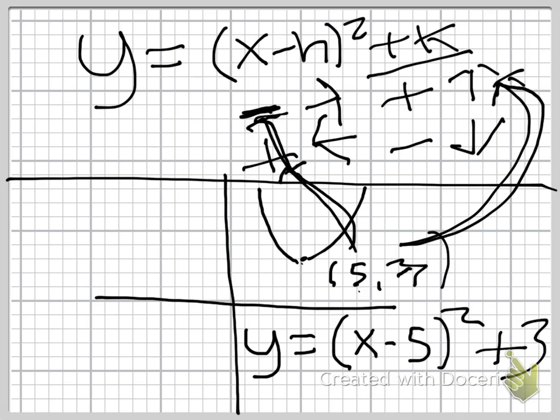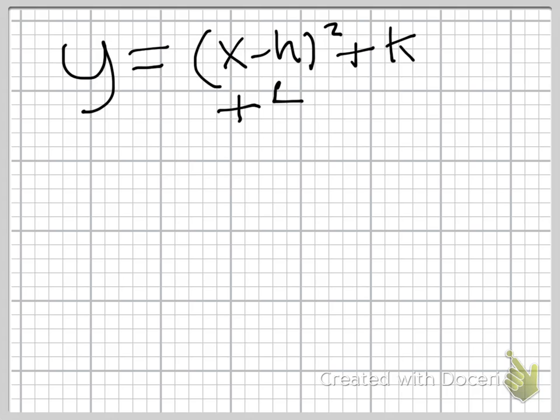All right, we're going to do a couple more. I'm going to erase this, and once again I'm going to write it up there. y equals (x minus h) squared plus k. Again, if a positive number is in the parentheses, we move left. If a negative number is in the parentheses, we move right. If there's a positive k, we go up. If there's a negative k, we go down.